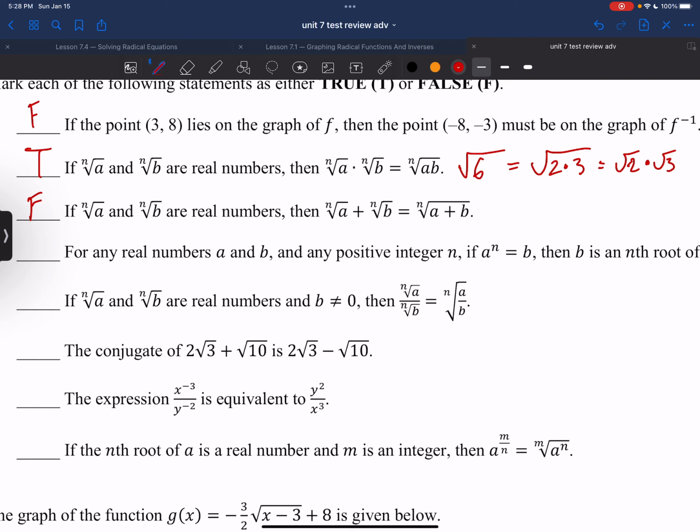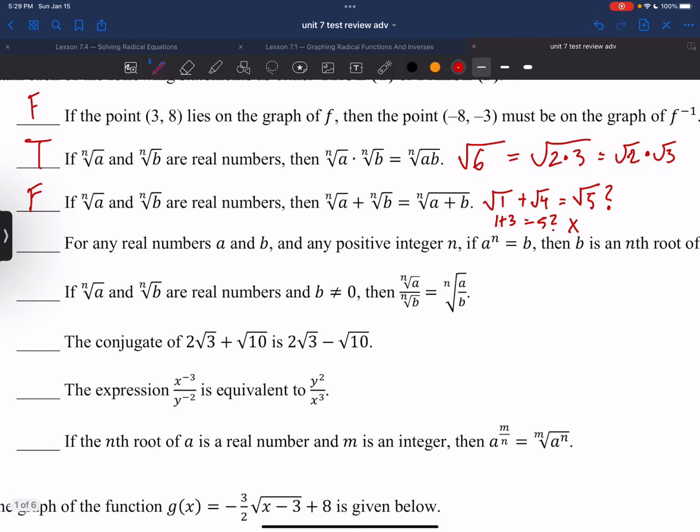Okay? For example, let's just do the square root of 1 plus the square root of 4 equals the square root of 5, question mark. Is that true? Well, the square root of 1 is 1, and the square root of 4 is 2, so that's 1 plus 2 equals 3, and that's not equal to the square root of 5. No, that's not true, so that's false.